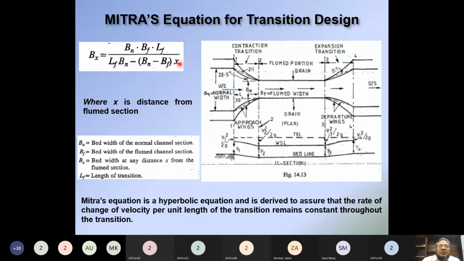So what happens to bx with an increase in x? It decreases. Now this Mitra's equation is basically a hyperbolic equation, and it is derived to assure that the rate of change of velocity per unit length of the transition remains constant. So everywhere, the rate of change of velocity per unit length should remain the same.